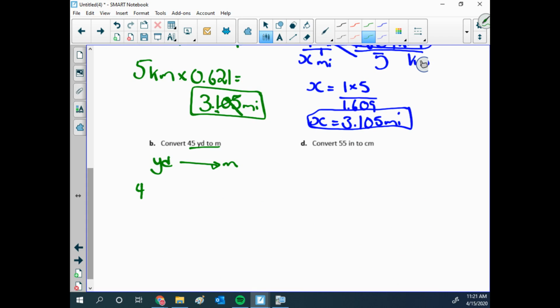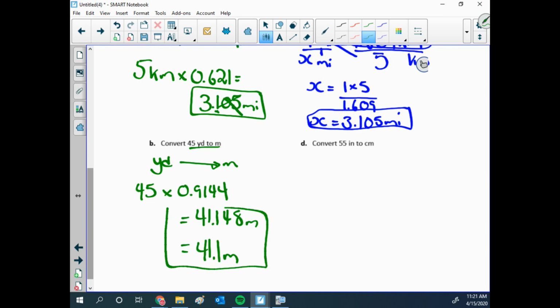So I'll take 45 and times that by 0.9144. And so in 45 yards, there are 41.148 meters. Again, if you just want to leave this as 41.1 meters, I'd kind of accept either of those answers.